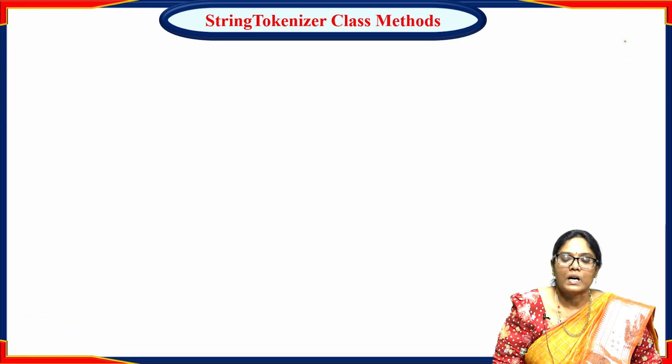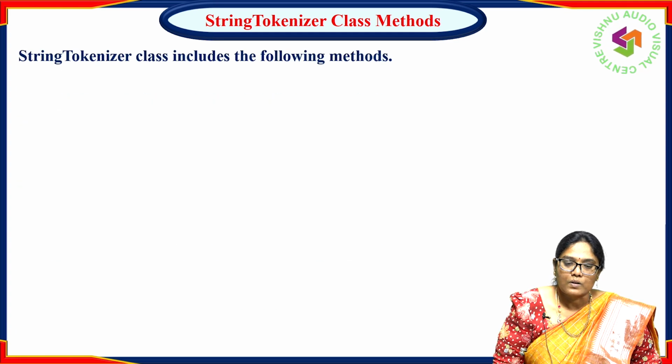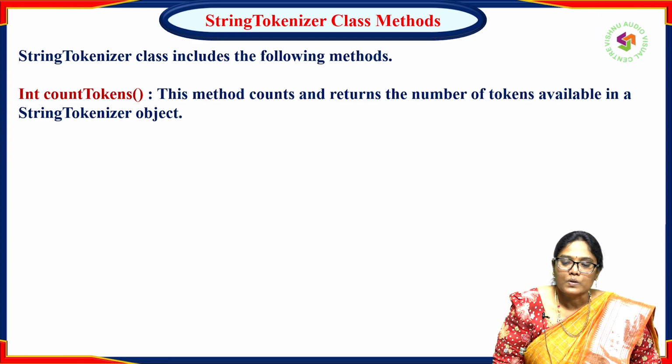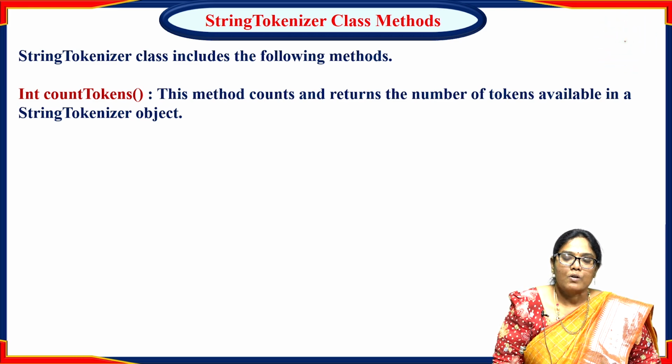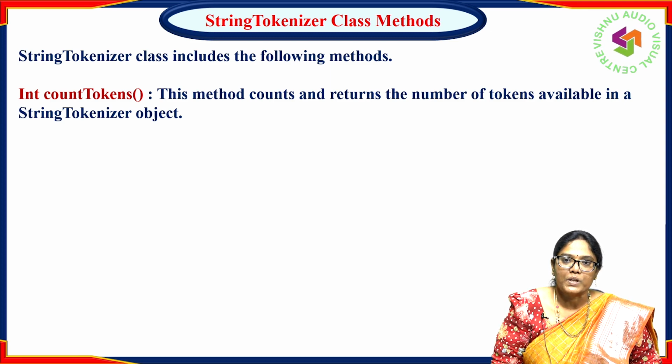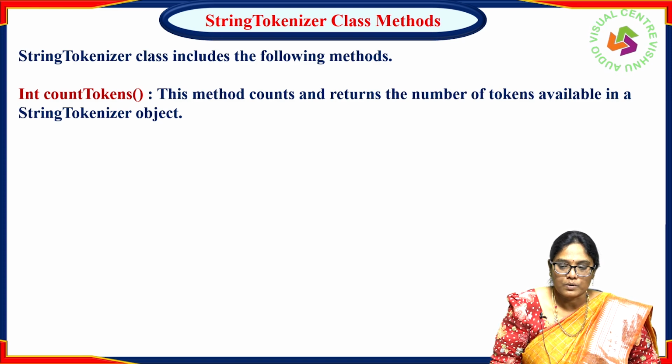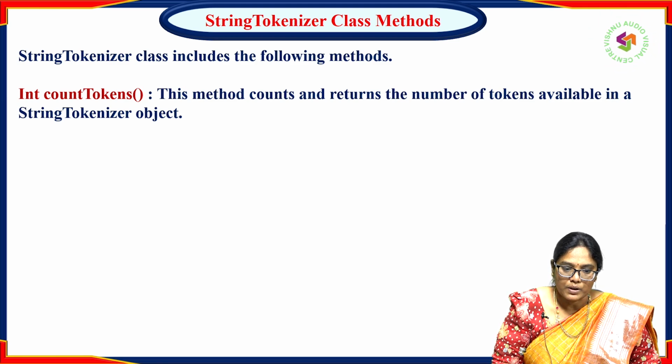Now what are the methods we have with the StringTokenizer class? There are several methods available, so let me see some of them. The first method is the countTokens method. This method returns an integer, so the return type is int. It counts and returns the number of tokens available in the StringTokenizer object. After dividing the given string into pieces, how many pieces the string was divided into, we call that the count of tokens, and we can get it by the countTokens method.